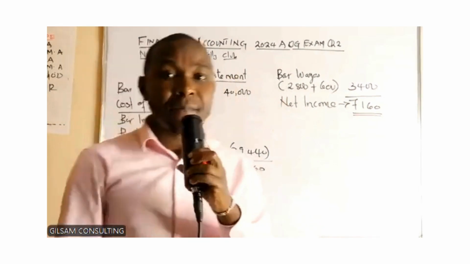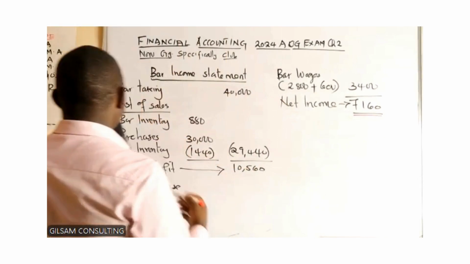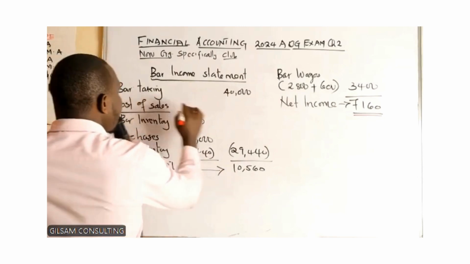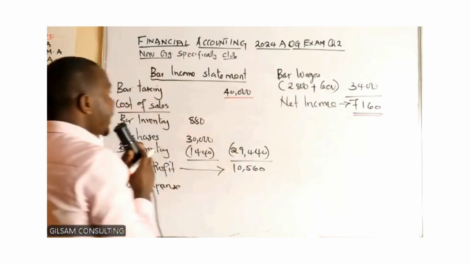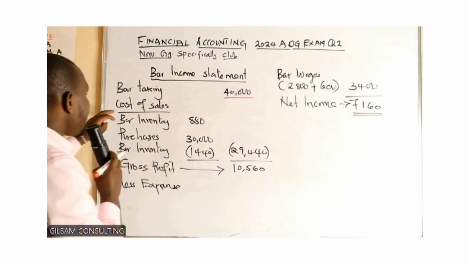So when we go to the part taking, this is an income statement. If you look at the receipt and payment, you have been given the part taking on a debit side of 40,000. So we will credit that 40,000 in the income statement. And then we go to the part of the cost of sales.